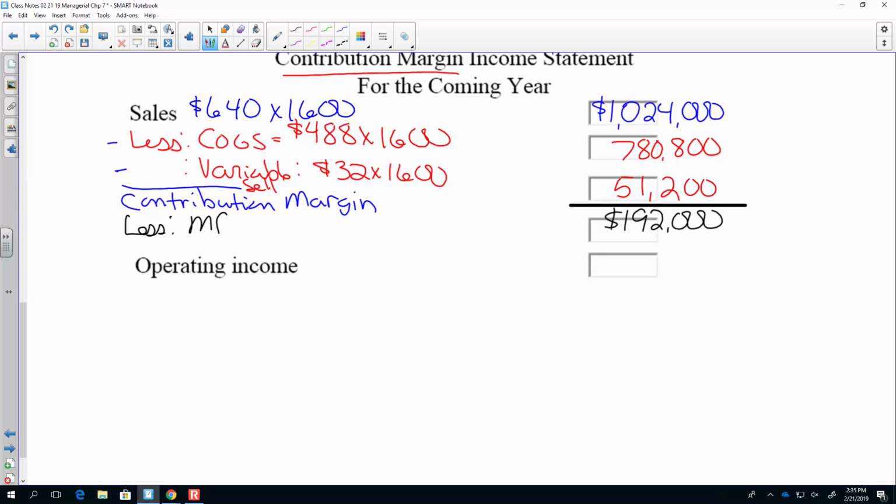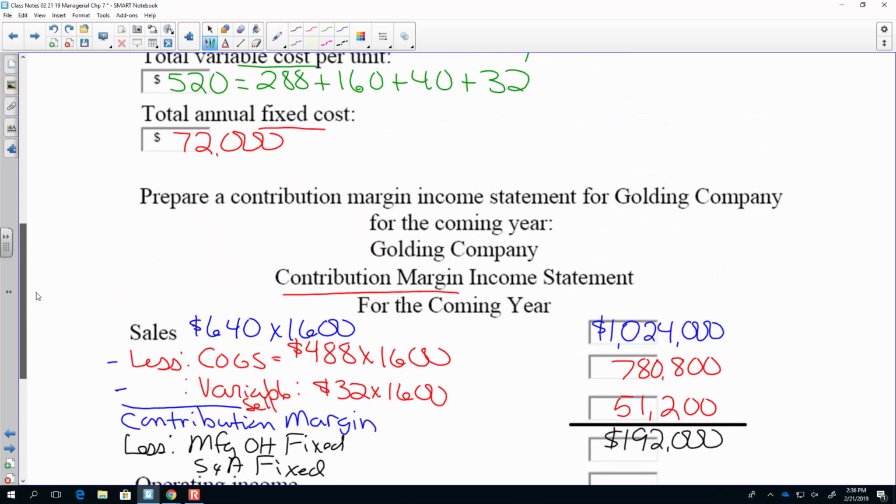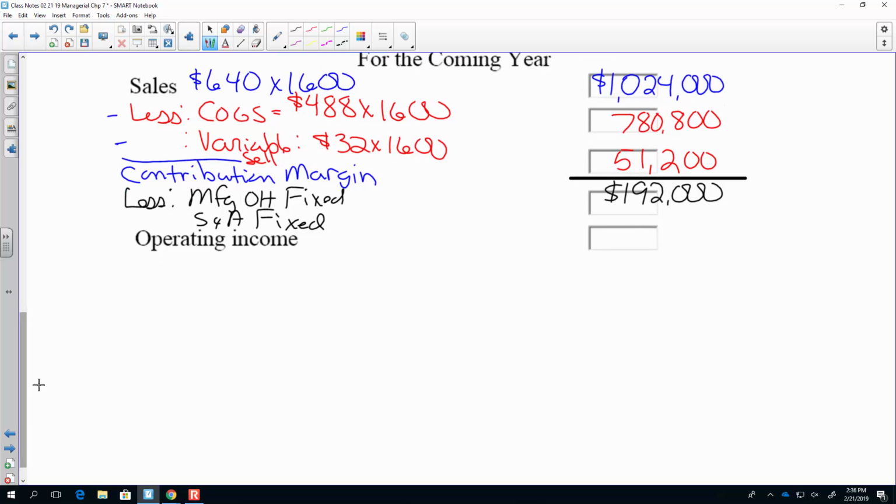Both manufacturing overhead fixed, and selling and admin fixed at, well, I guess I have the total here. My total fixed cost was 72, if we put that number in. I think what they wanted me to do is put in the totals. But my operating income should be 120. My main goal is that we get to that bottom number, right? Not so much how we put them in the boxes.